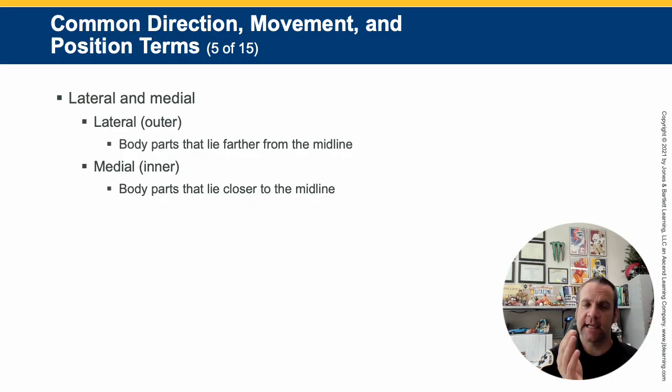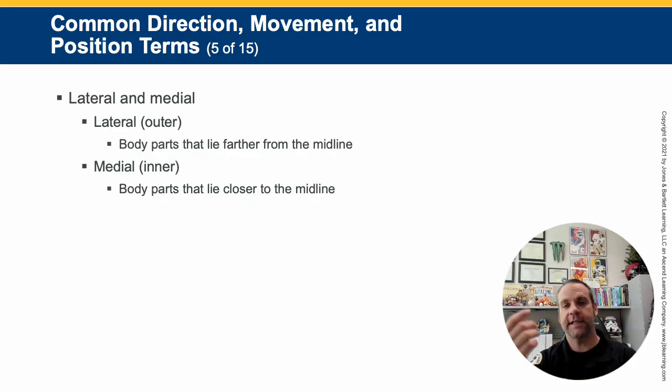If a wound is located near the inner thigh, closer to the groin, you would describe it as being on the medial aspect of the thigh. On the other hand, lateral means farther from the midline. So if you have a patient with a contusion on the outside of the arm, it's going to be located on the lateral aspect of the upper extremity.